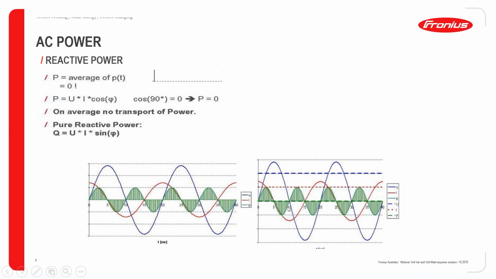When we take the average using this equation, P is equal to UI cos phi. U actually represents the voltage here. A lot of the countries in Europe represent the voltage as U, so don't get confused with this U. The U used here is actually the voltage.